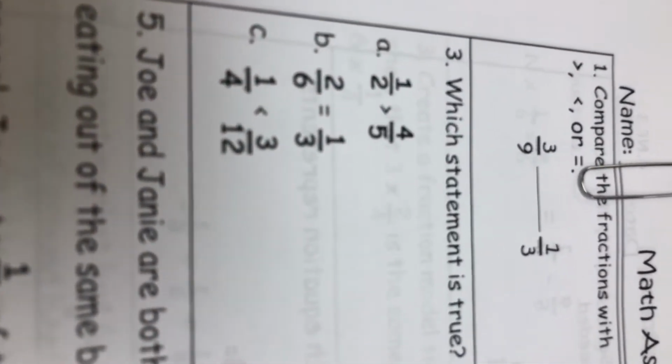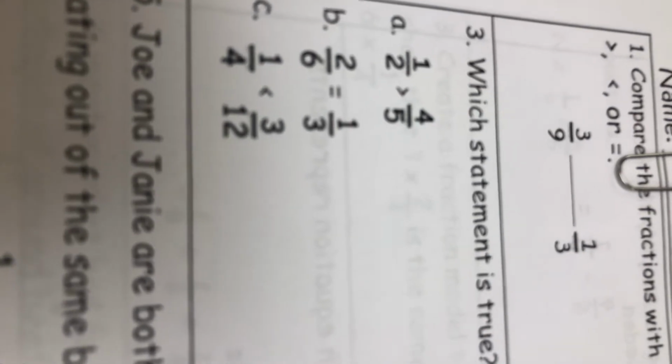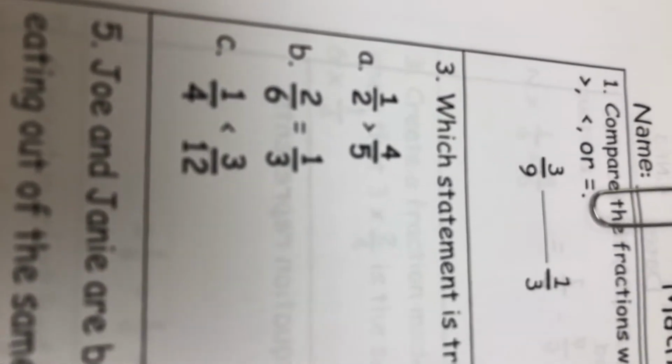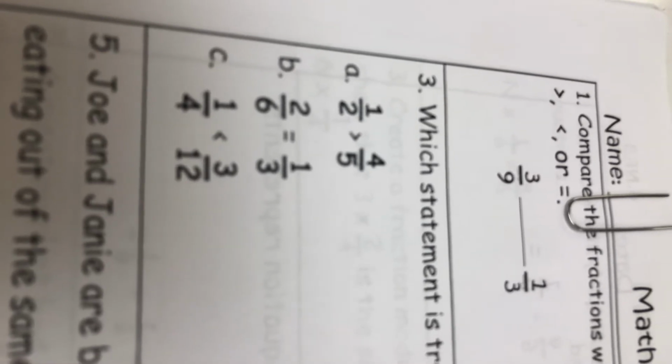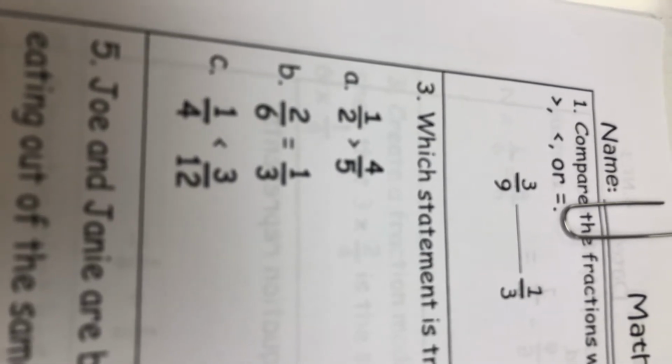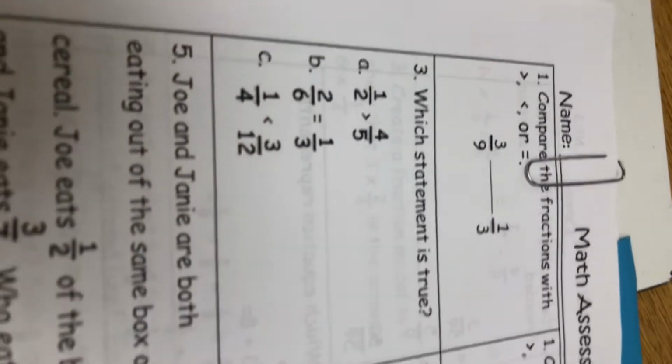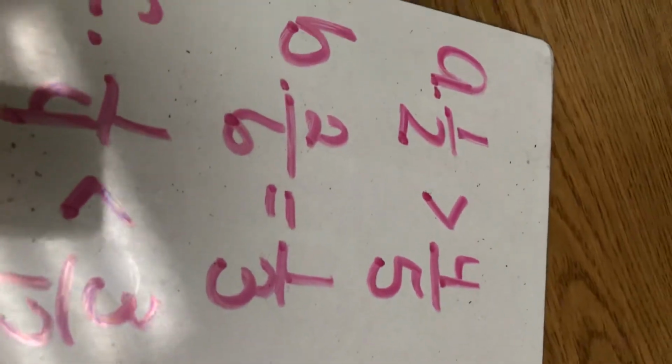Now, what I'd like to take a look at just for a second are some of these questions. This question right here, which statement is true? So we've got the statement A, 1/2 is greater than 4/5. We've got B, 2/6 is equal to 1/3. Or C, 1/4 is greater than 3/12. Which statement is true? Let's take a look at the board.